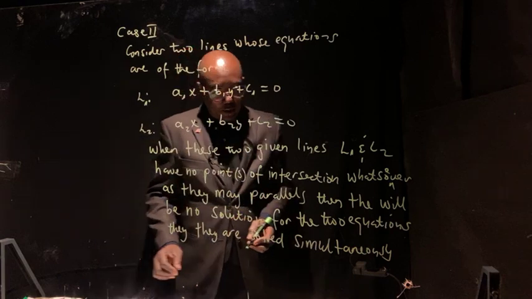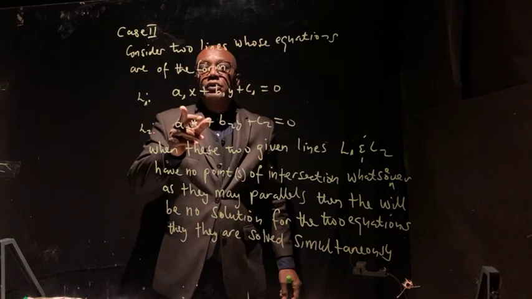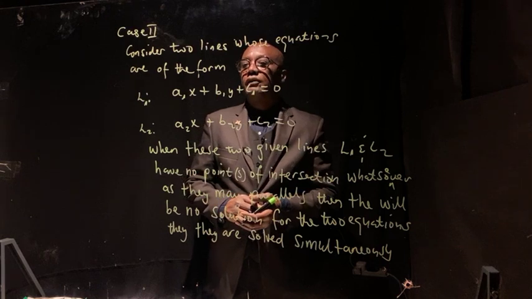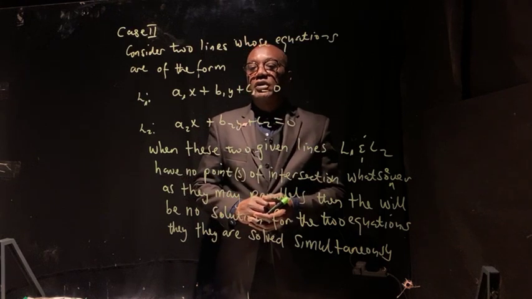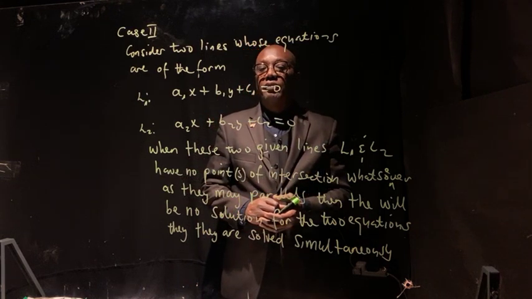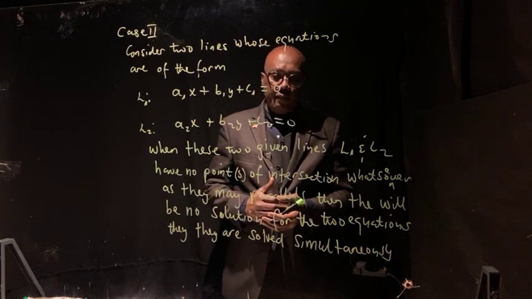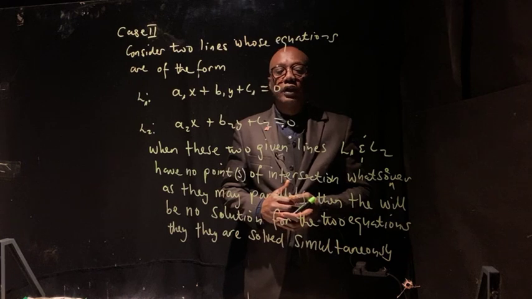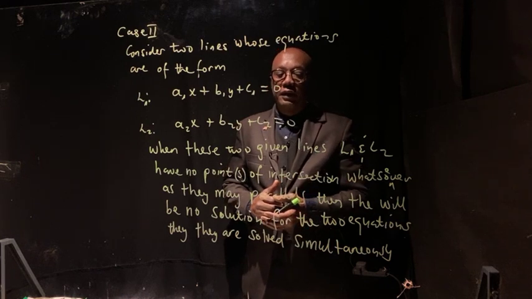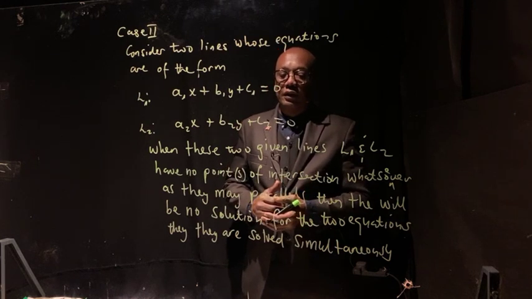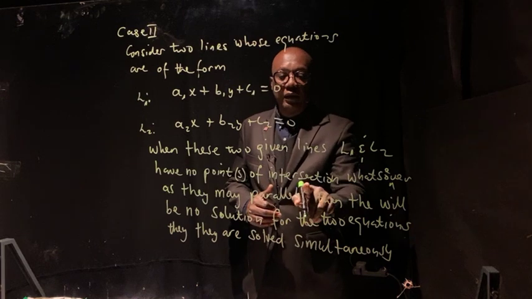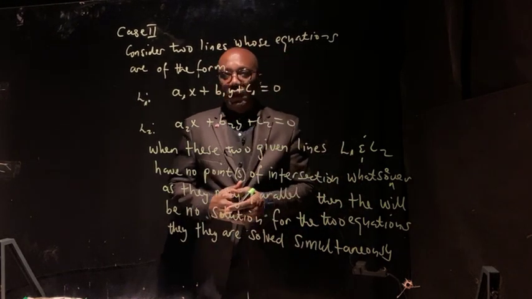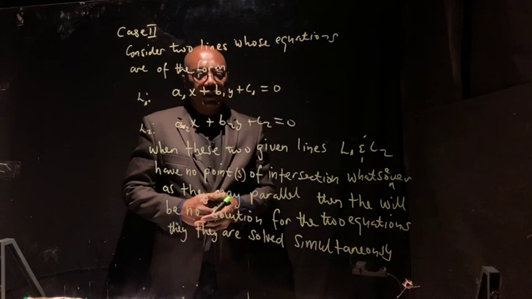What's the meaning of that? Assuming you have two equations and you solve them simultaneously and there is no solution, then it indicates that the two lines are possibly parallel. They are parallel lines. Maybe parallel. So we will illustrate this by taking some example.